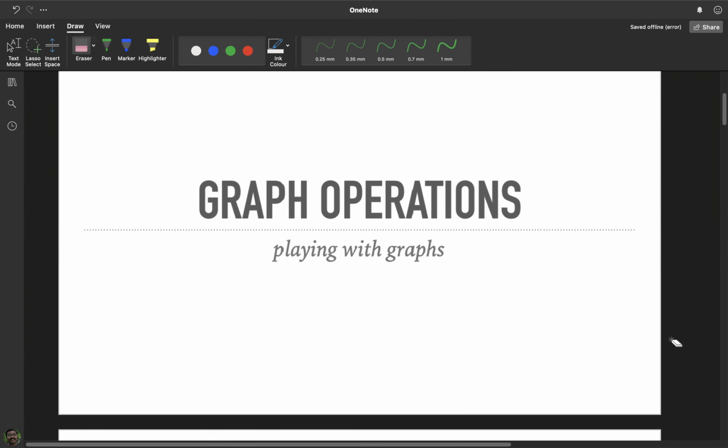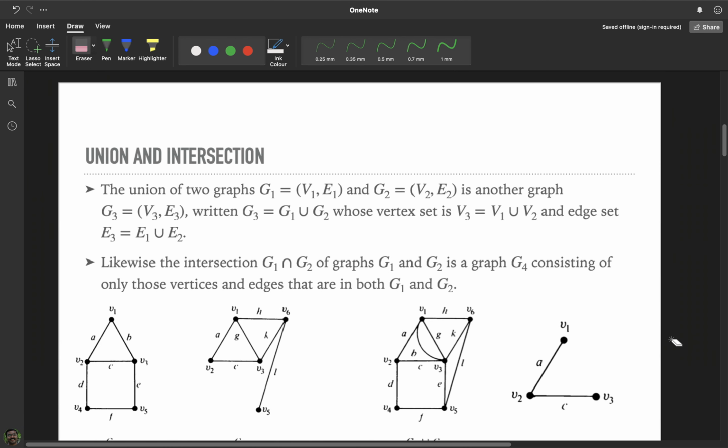Hi, today we'll be discussing some simple graph operations. So we will be extending our familiar operations like union, intersection, difference, ring sum, etc. from set theory to graphs. Okay, so the first operations which we'll be studying are called union and intersection.